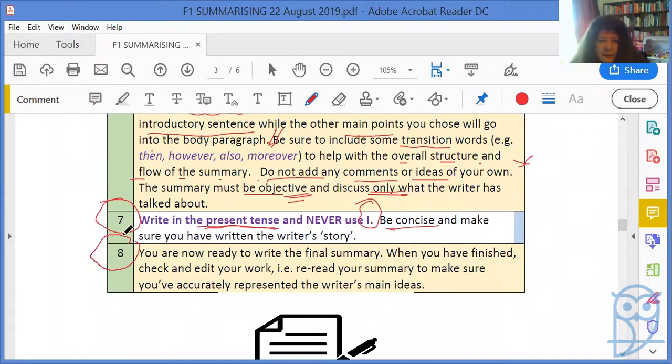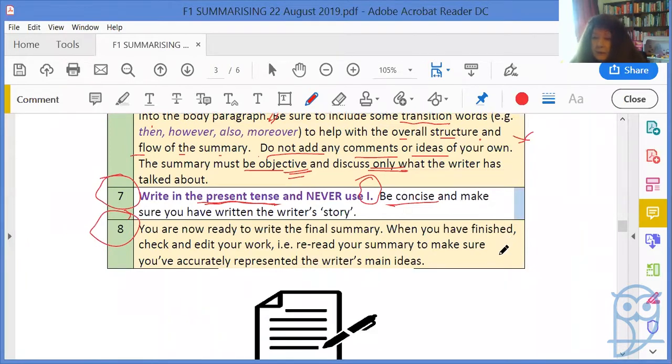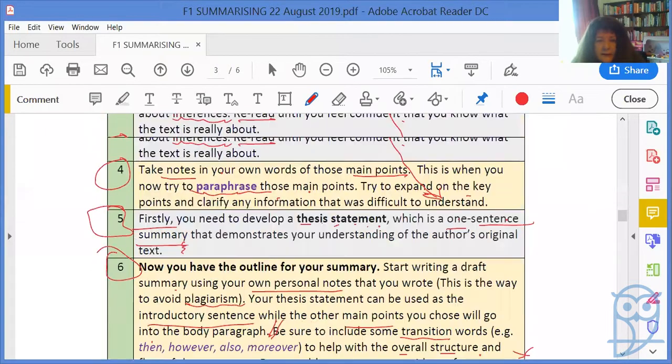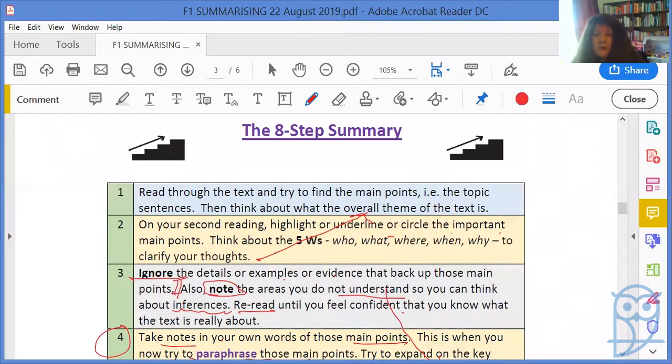And the final step 8, you are now ready to write the final summary. When you finish that, check and edit your work. Reread your summary to make sure you've accurately represented the writer's main ideas. And there you go. If you've done that, you're getting probably at least 5 points, maybe more, depending on what type of test you are sitting. Okay, let's look at that again.